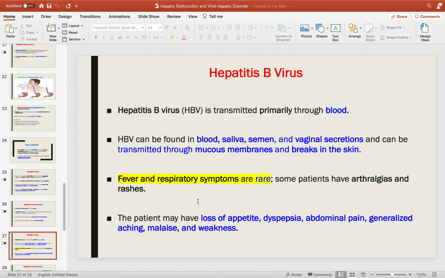Regarding hepatitis B, as I explained, it is transmitted primarily through blood and sexual contact, so it can be found in the blood, saliva, semen, and vaginal secretion, and can be transmitted through the mucous membrane and breaks in the skin. Fever and respiratory symptoms are rare, but the patient may have loss of appetite, abdominal pain, generalized itching, malaise, and weakness. It's very important to understand that hepatitis B is transmitted through blood and sexual contact.